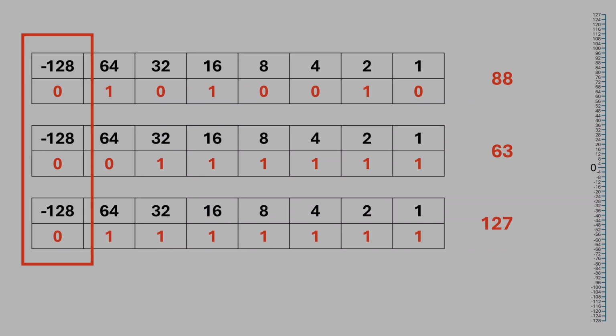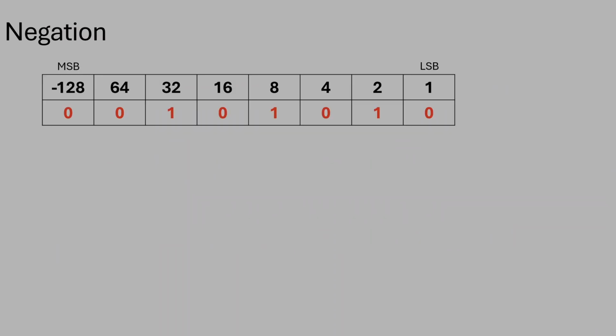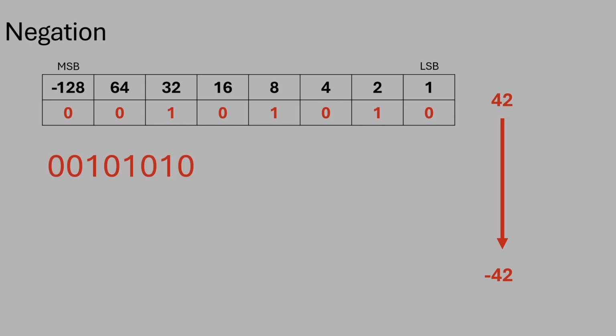Okay, negation. This essentially means if you have a number, let's say 42, if you go through the process of negation, you are turning that value into its negative equivalent. So in this case, there are a few methods we can use, but I'm going to use the one that I use the most, which is to essentially find the least significant 1 in the number.